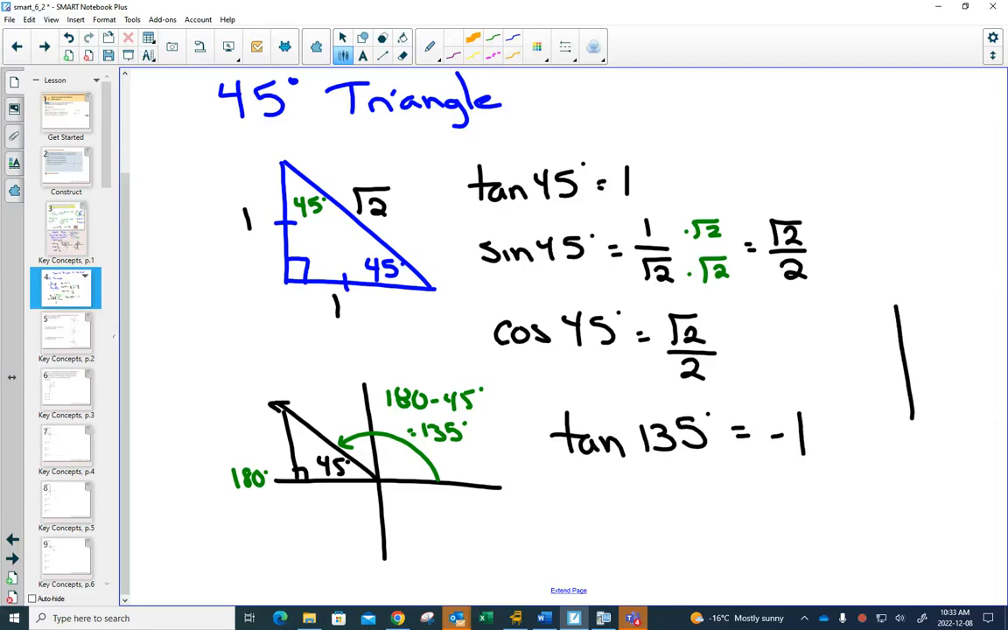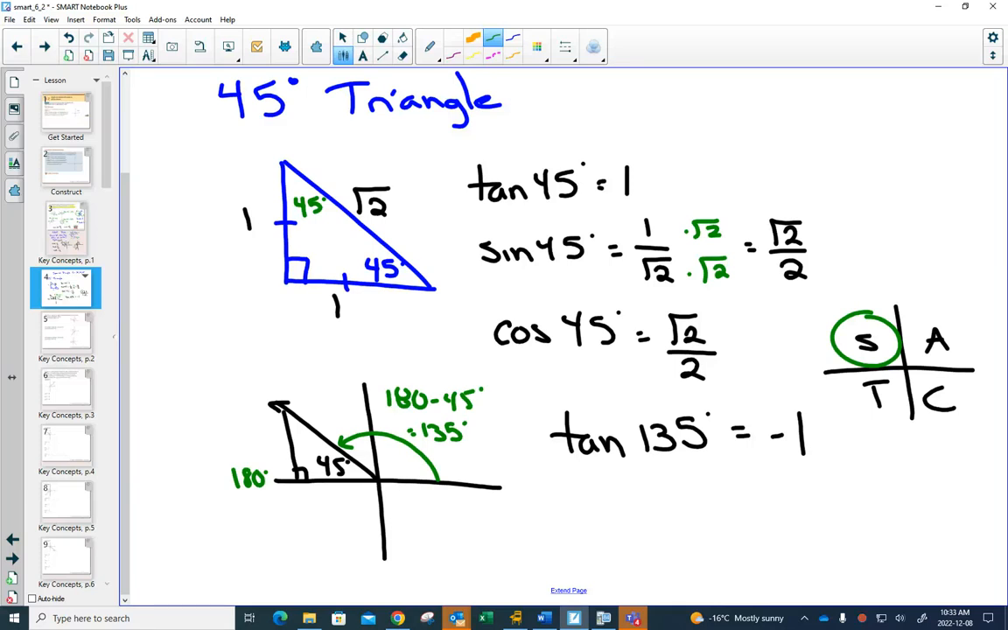-1. Well, it's going to equal 1 because it's the same, but now we're in quadrant 2, and in quadrant 2, only sine is positive. So when I do tan of 135 degrees, I still get 1, but this time I have to put a negative to tell myself I'm in quadrant 2.